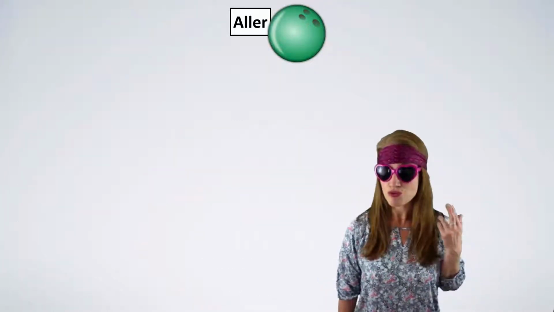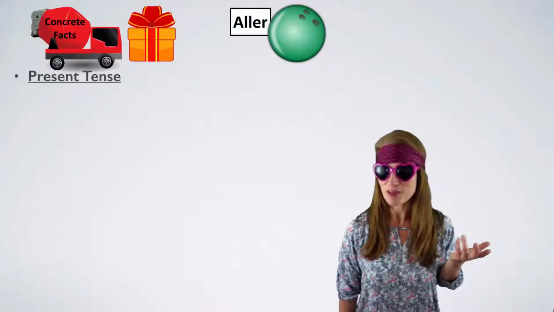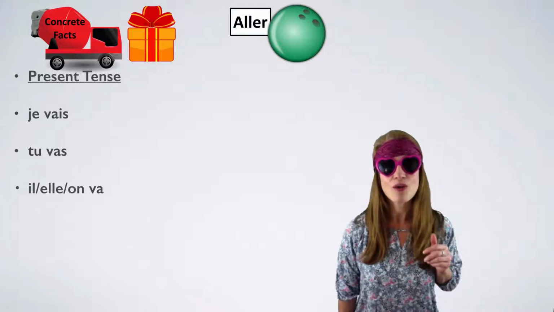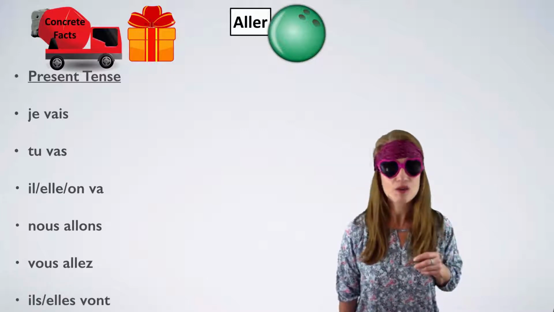Aller is the only truly irregular ER verb. Let's conjugate it in the present tense. Je vais, tu vas, il, elle, on va. Nous allons, vous allez, ils, elles vont.